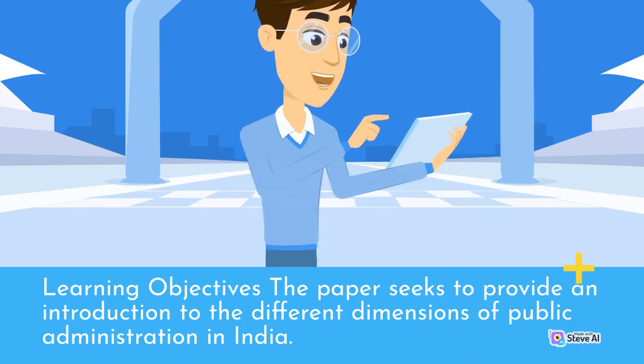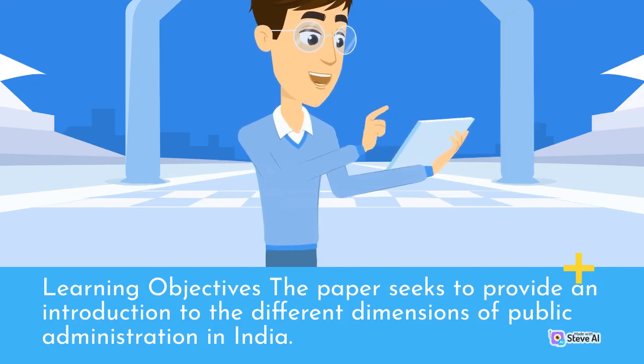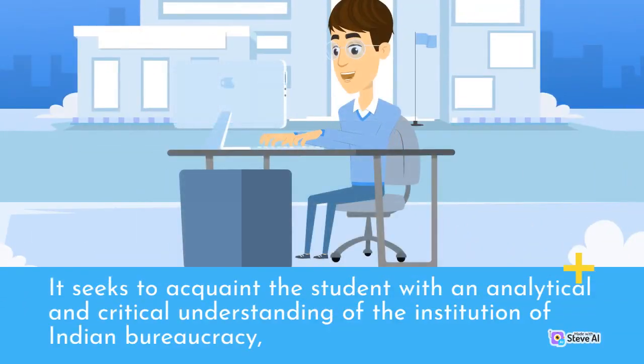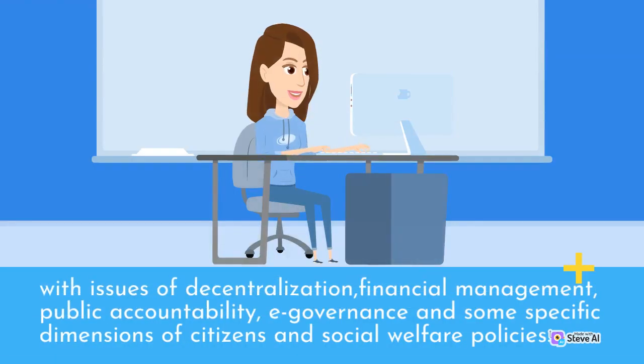Learning Objectives. The paper seeks to provide an introduction to the different dimensions of public administration in India. It seeks to acquaint the student with an analytical and critical understanding of the institution of Indian bureaucracy, with issues of decentralization, financial management, public accountability, e-governance and some specific dimensions of citizens and social welfare policies.